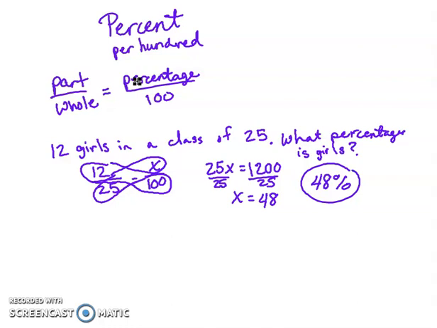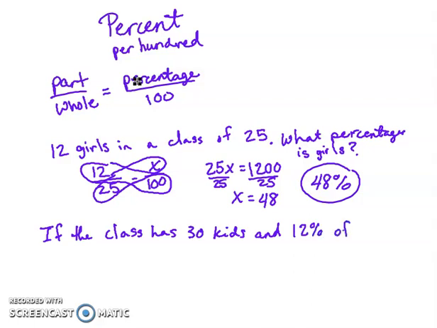Now we can use this to solve for other pieces. So let's say if the class has 30 kids, and let's say I only have 12% of boys. How many boys are there? All right, so we're going to set up our proportion.